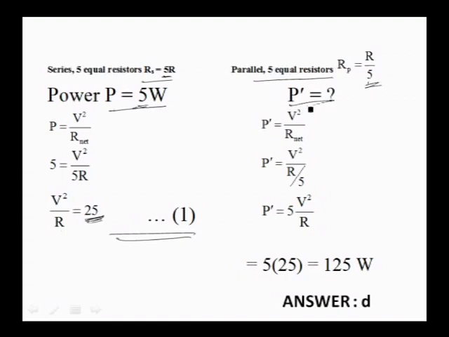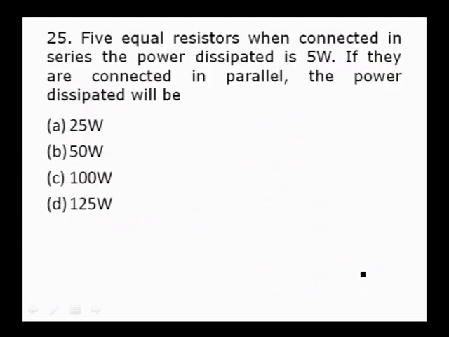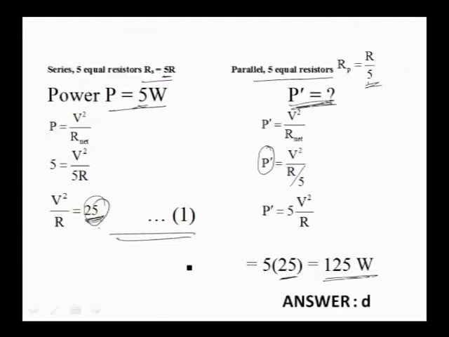We are going to calculate the power in this combination. That is P dash is equal to V square divided by R net. You are going to calculate the P dash, that is R net is R by 5, substitute, 5 is shifted up, it is 5 V square divided by R. V square by R is equal to how much? 25. Substitute V square by R is equal to 25 in this equation, 25 into 5 which gives rise to 125. Therefore, the correct option is D, 125 watt.